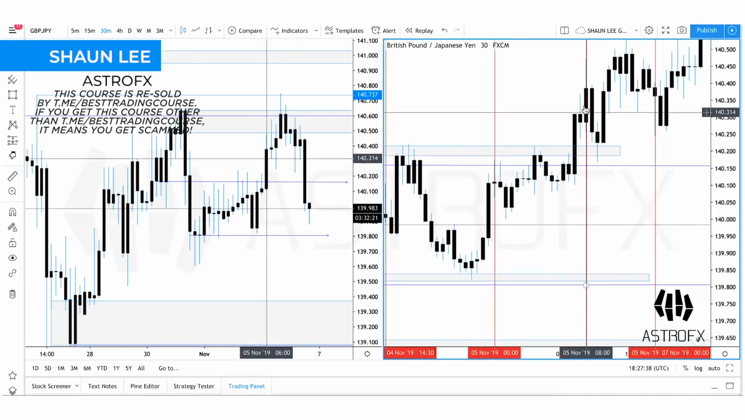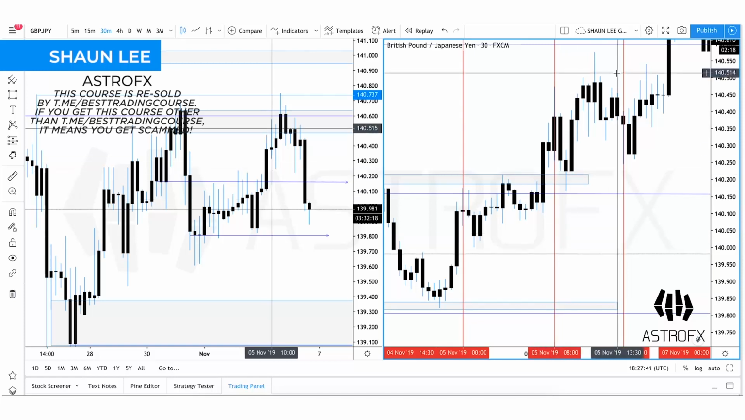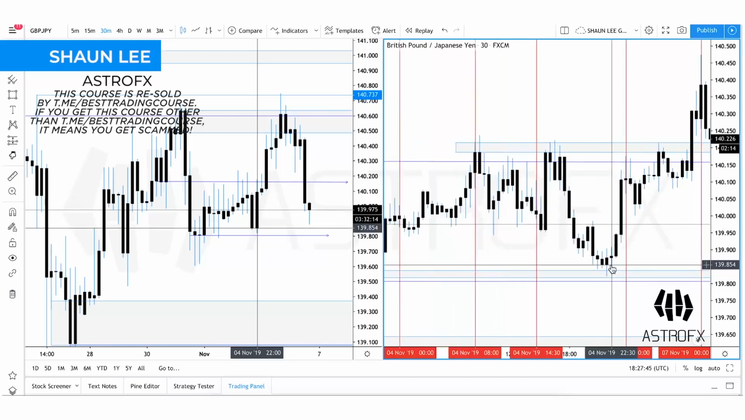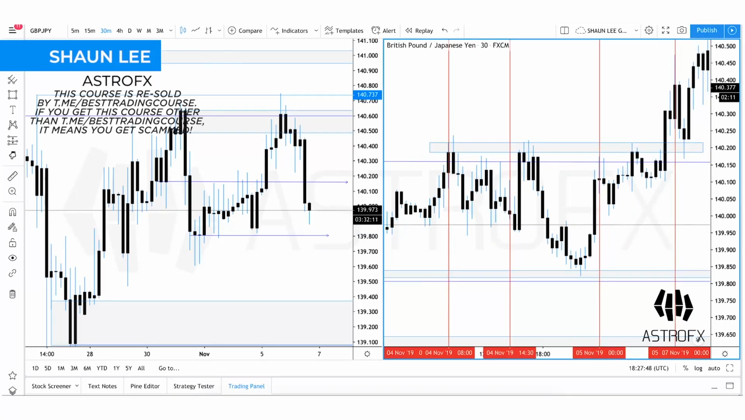And what does it do? Perfectly retests it to go higher. Okay, so warning signals here and also here too. That's GJ, guys. Okay, so gold.